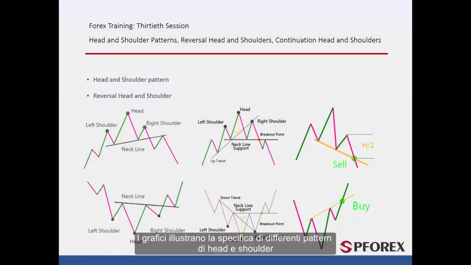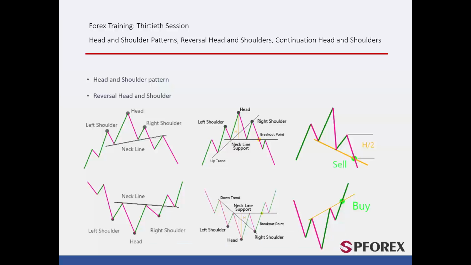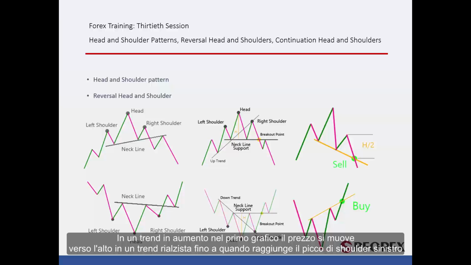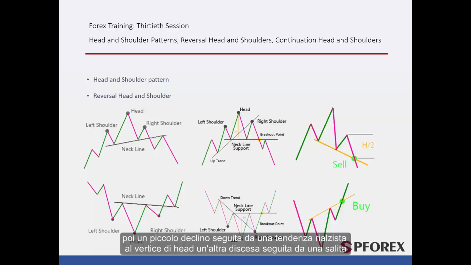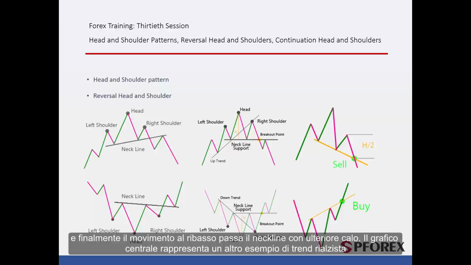Graphs illustrate the specification of different head and shoulder patterns. There are 3 various reverse types with little discrepancy. In an increasing trend, on first graph, price moves upward in an uptrend until it reaches left shoulder peak. Then a small decline followed by an uptrend to head summit. Another descent followed by an ascent, and eventually the downward movement passes neckline and further decline.